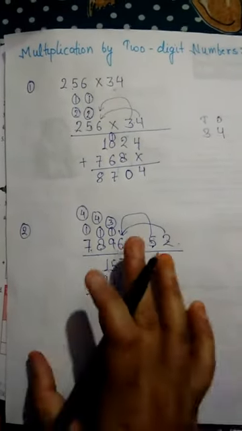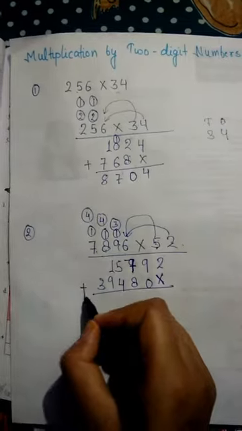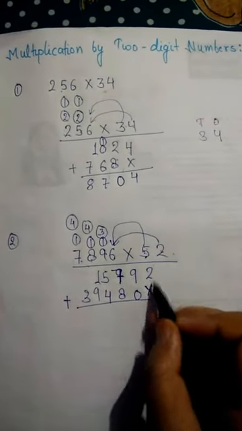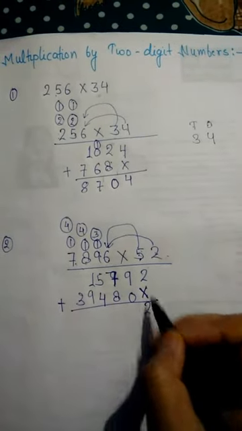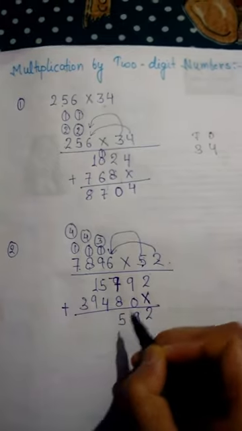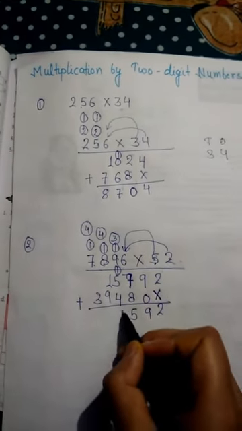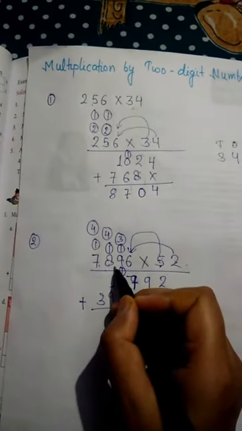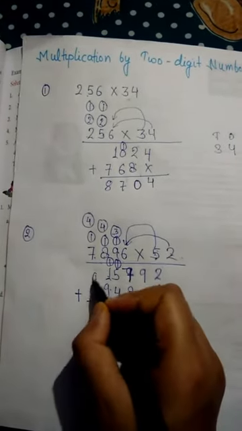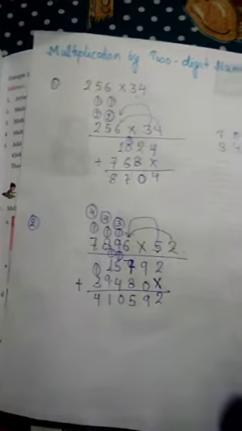Then after doing this we should add these numbers in column. Here is no number, then there will be 2, here 9, 7 twos are 14 and 1 is 15. There will be the addition of this: 10, 9 plus 1 is 10, 11, and 1 carry will be 4.